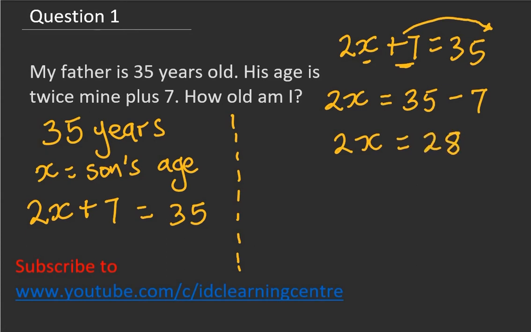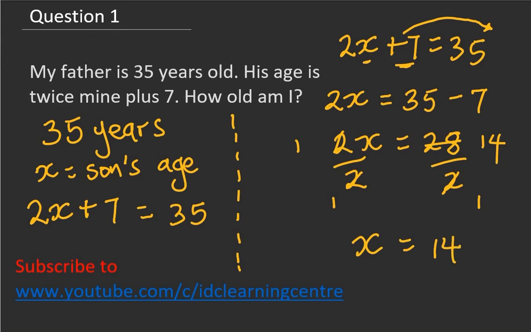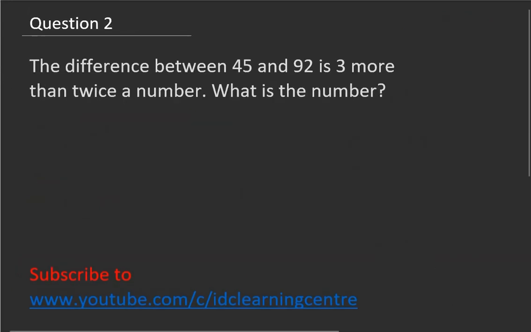To get the value of x, which represents the son's age, I'm going to divide both sides by 2. 2 into 28 will give me 14. So the son's age represented by x equal to 14 years. I hope this is clear. Now let's look at the next question.